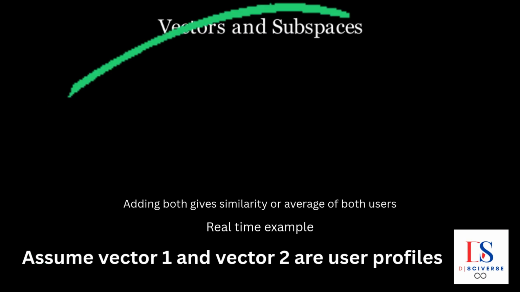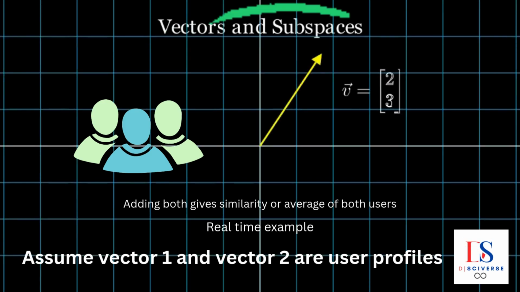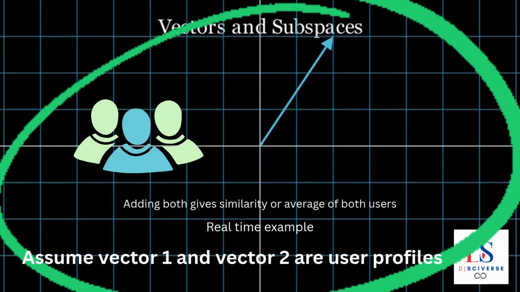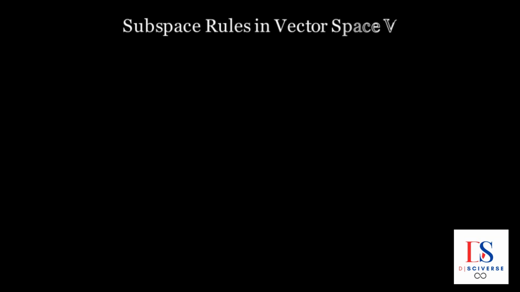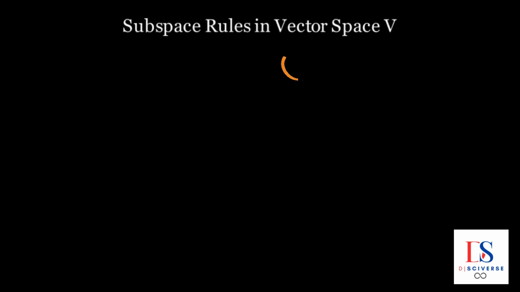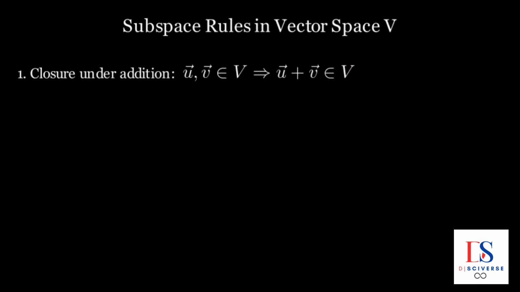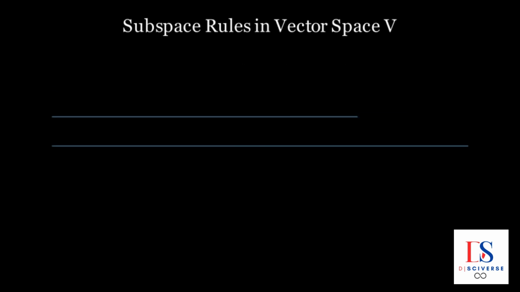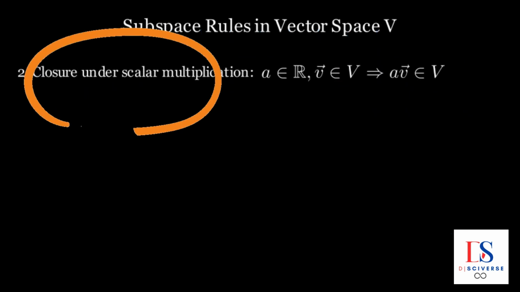So when you add up two user profiles, you may end up with some average or common behavior, similarity between the two users, all that information. But that average between two user profiles is still a vector, so that vector will also belong to the vector space. So that is the first closure, for addition. Now we are getting into the second rule. What is the second rule? It is closure under scalar multiplication.